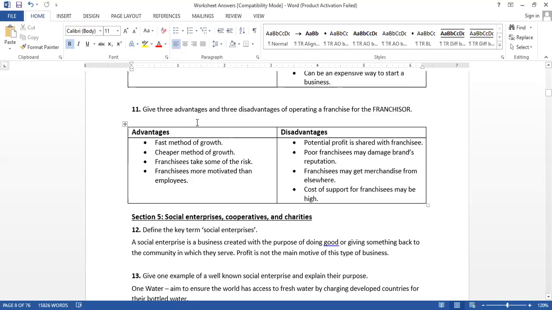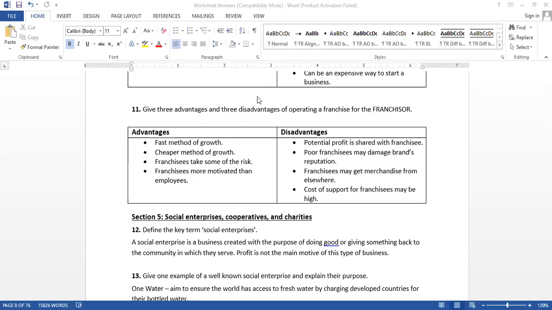If you become a franchisor, it's a fast method of business growth and a cheaper method of business growth. Franchisees take some of the risk, and franchisees are more motivated than employees. These points you can apply to Apple. For example, it's a fast method of growth for the Apple company. As a result, they'll be able to increase their manufacturing capacity to another level and access different parts of the world, different regions of the country.